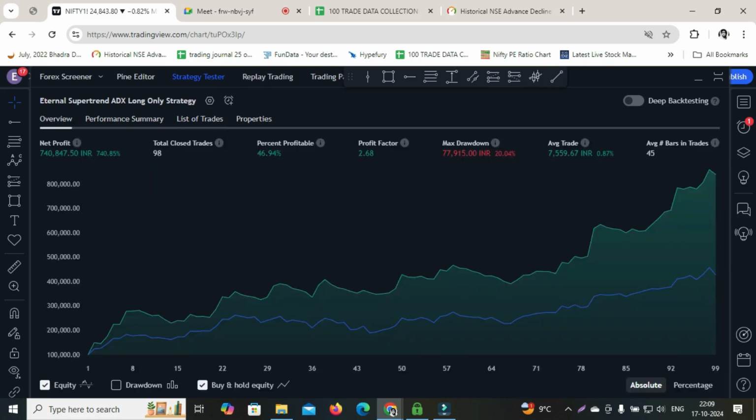So that's how we can test. Now it is a long-only strategy. No short trade has been taken. Okay, that's why it is so profitable.